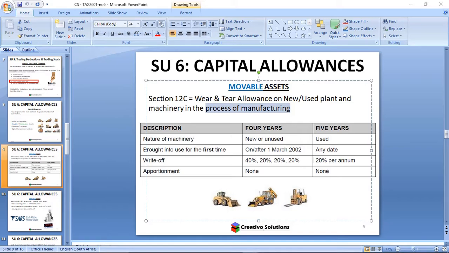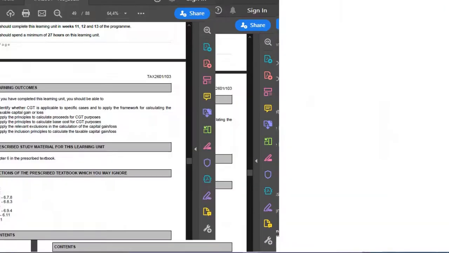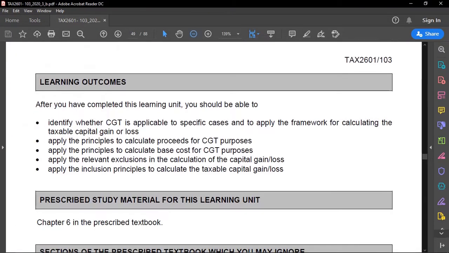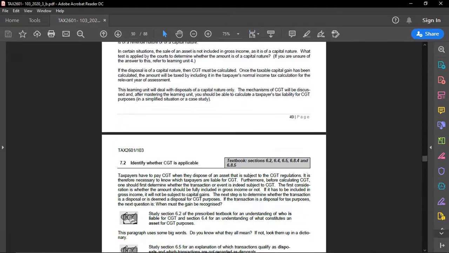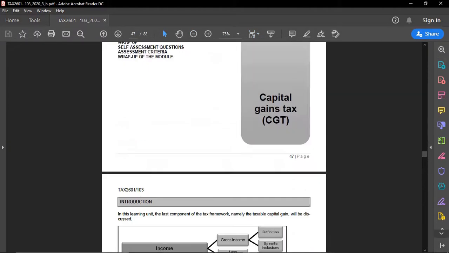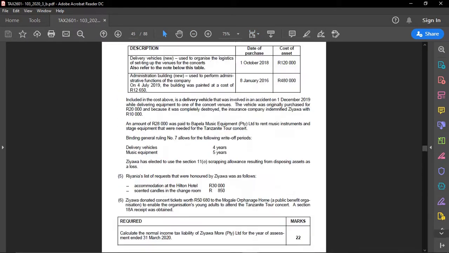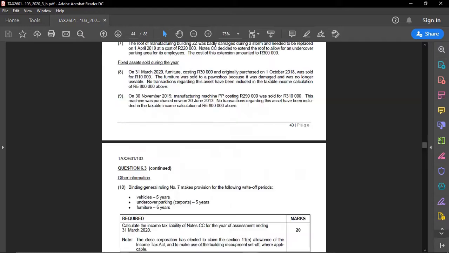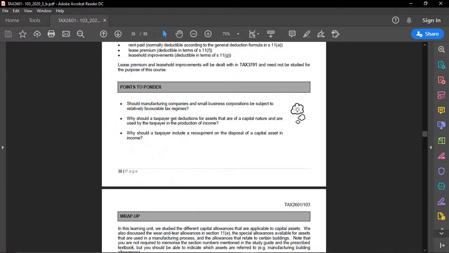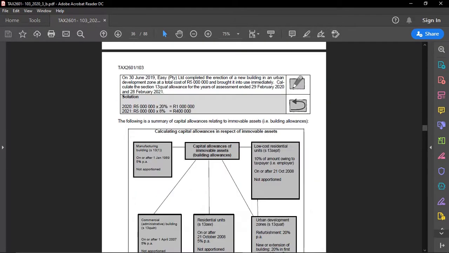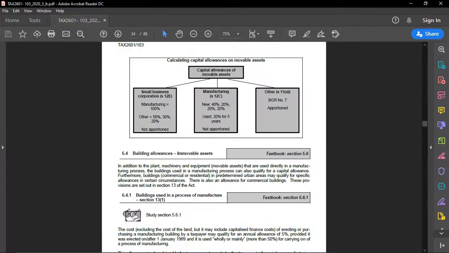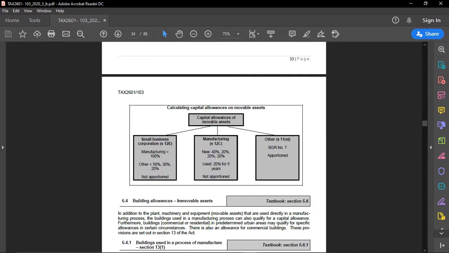Here, chapter 6. Depending on you, you can either use what's in your notes, or you can refer to the study guide in terms of chapter 6. Let's go up, actually, here. Calculating capital allowances for movable assets.